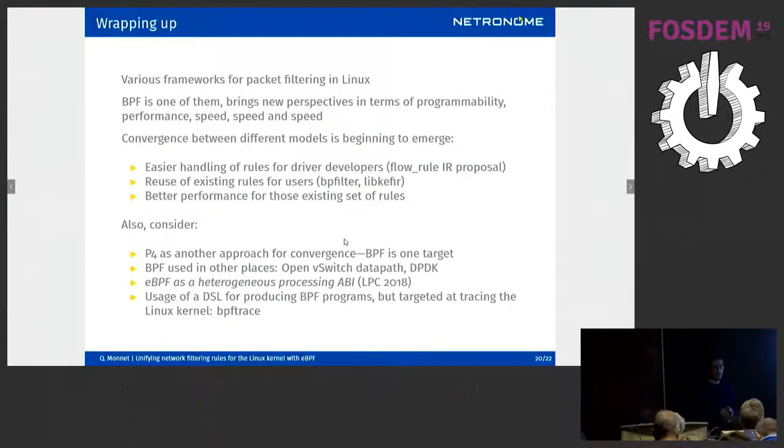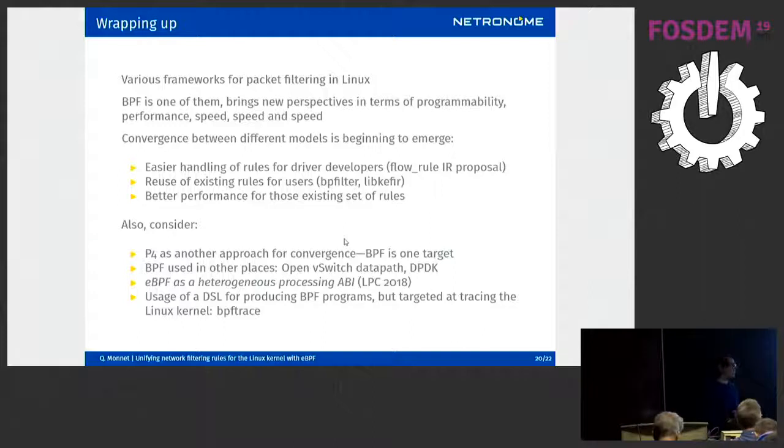So just to wrap up, we have different things in the kernel for filtering packets. BPF is one of them. It's both really performant and really flexible, so it can be used maybe as an intermediate representation for filtering packets, or maybe we can use some other representations. But anyway, there are a number of convergence models that are trying to emerge, because we want to reuse what exists already in terms of rules, because we want to simplify things for development.